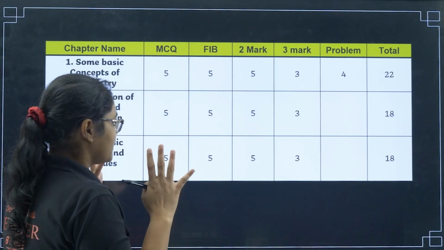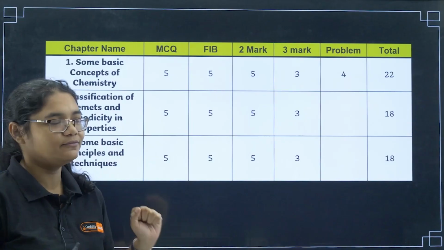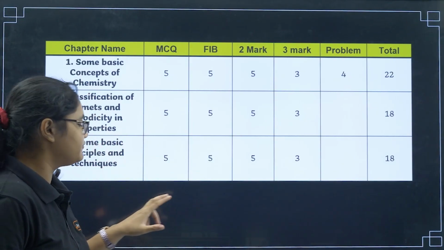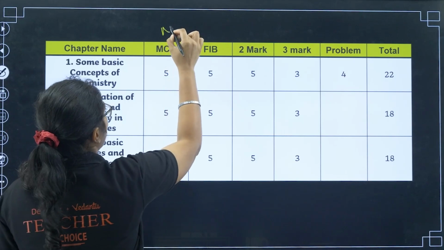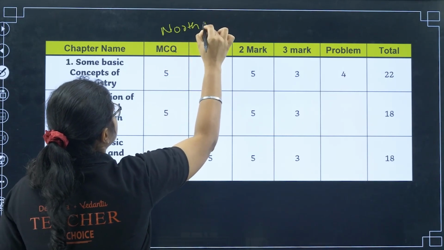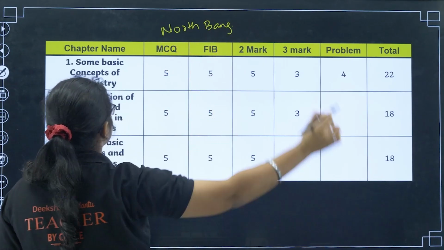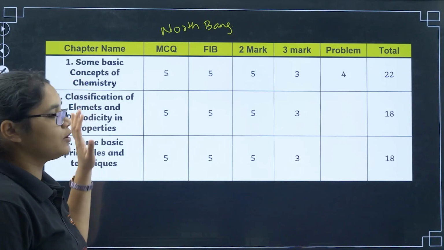Okay, so here's the content for this particular video. We have 3 chapters. I have taken this syllabus based on the syllabus that was given for North Bangalore. So what were the chapters given here? Some basic concepts of chemistry.